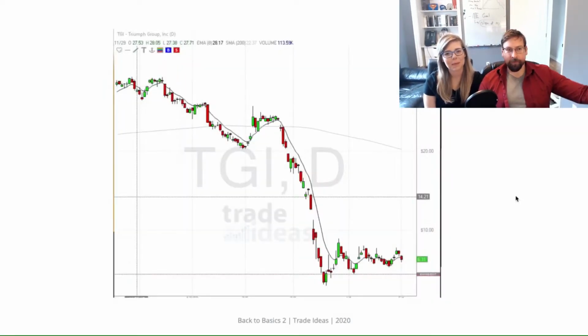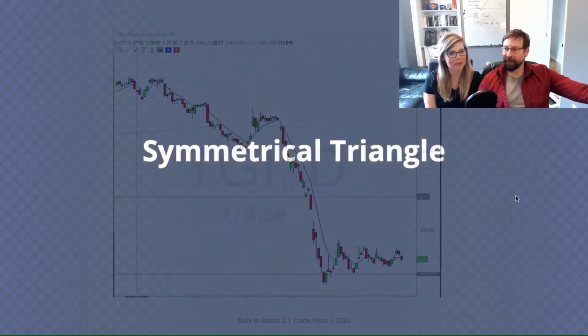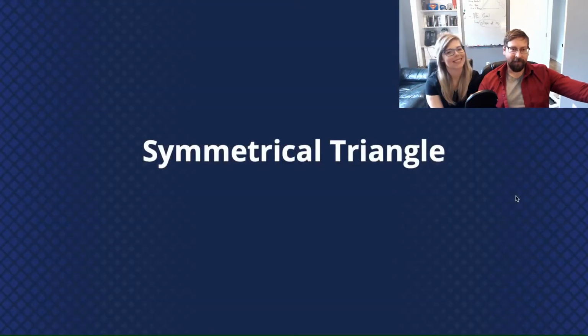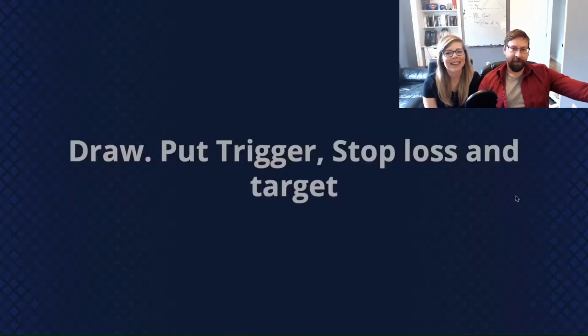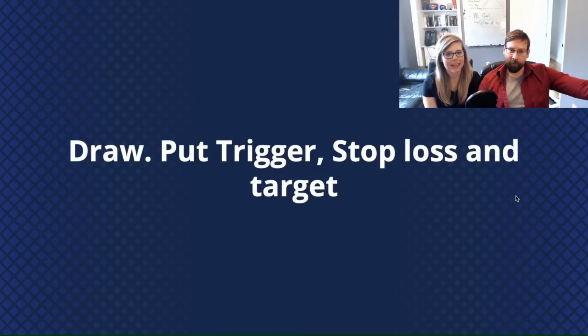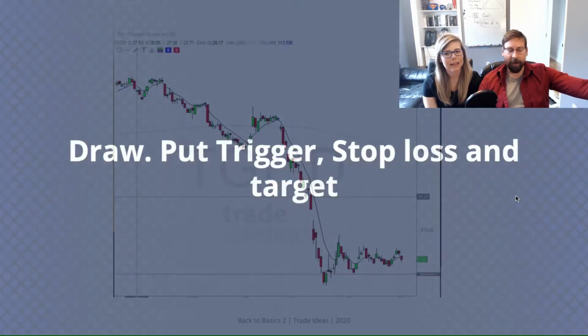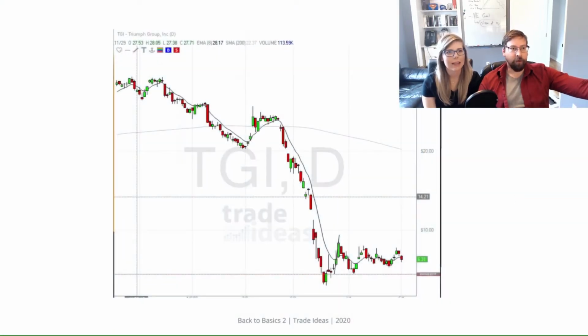So what's this one? That is a triangle. Okay, what kind of triangle? It is a symmetrical triangle. There you go, you're right. That's the easy part done. So next is draw the pattern. Mark where you would enter, where your stop loss would be, and what the target would be for the pattern. And we've got a little drawing tool for you.